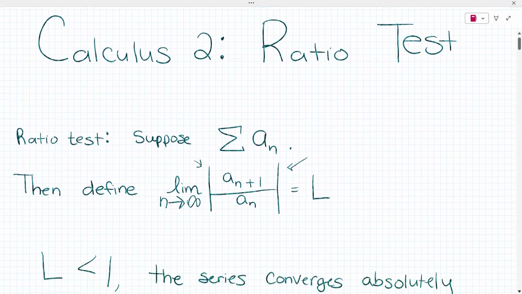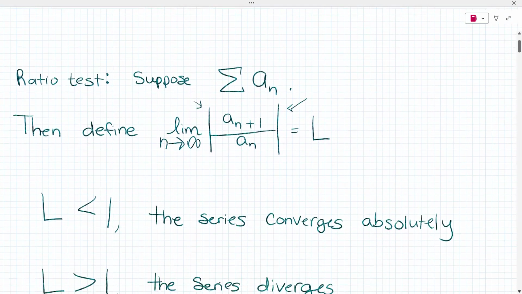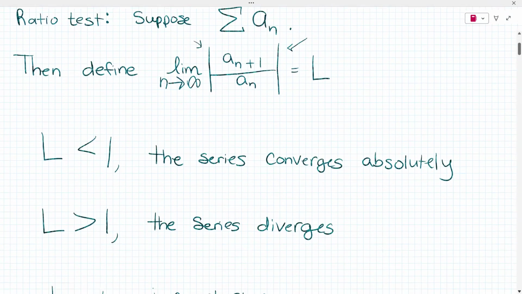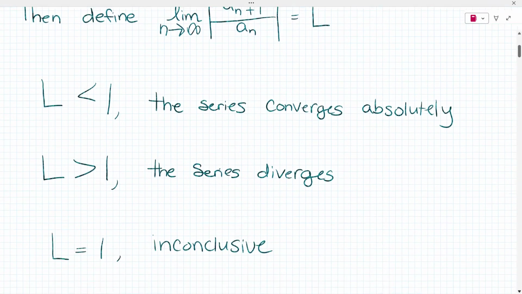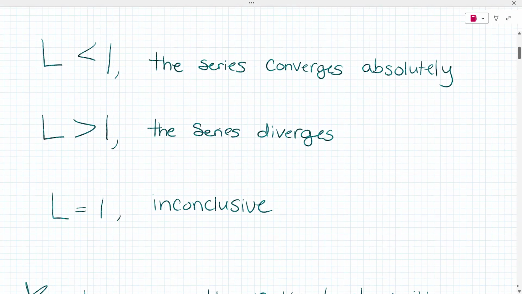If the limit is less than 1, the series converges absolutely. If the limit is greater than 1, the series diverges. And if the limit is equal to 1, it is inconclusive.